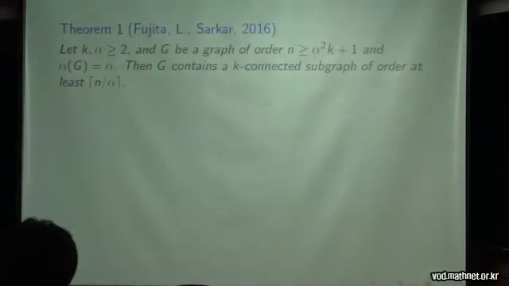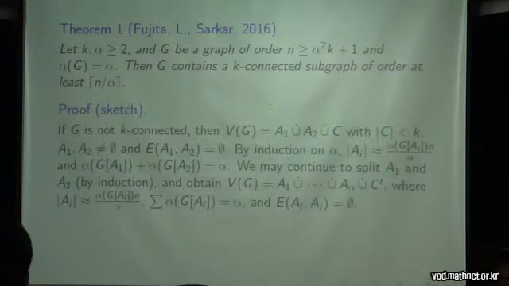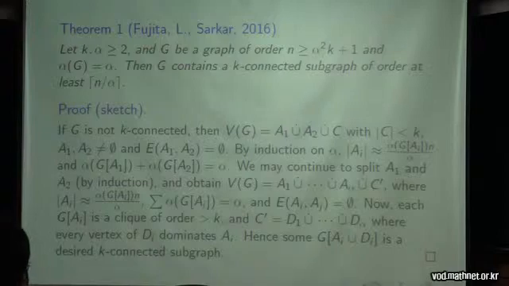All right, so here's a first result. It says the following: if k and alpha are at least 2, and G has more than alpha squared k vertices and independence number alpha, then the ceiling of n over alpha is indeed the correct answer for the largest k-connected subgraph. So let me give a rough sketch of this proof.